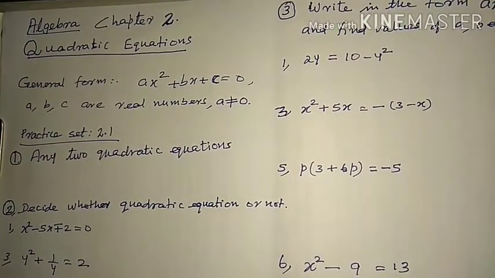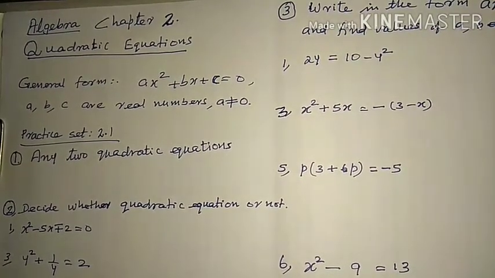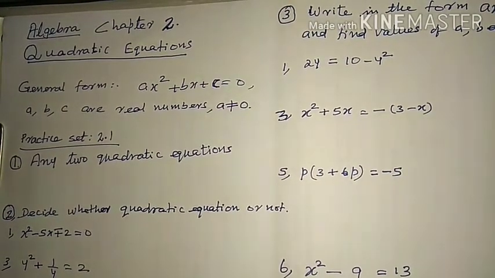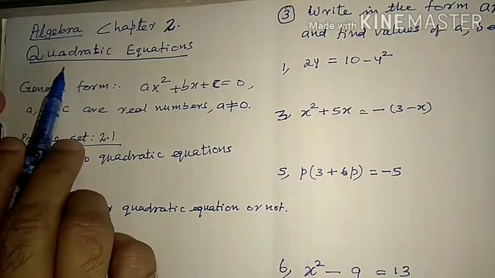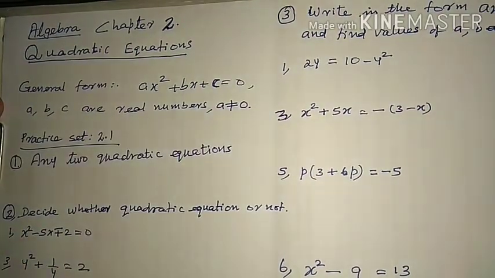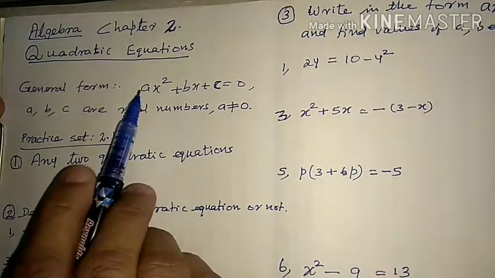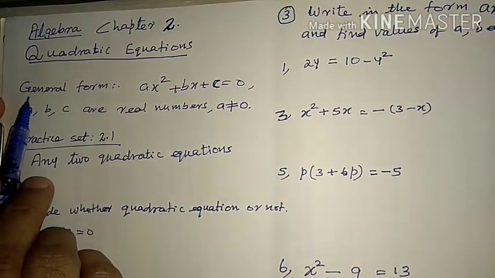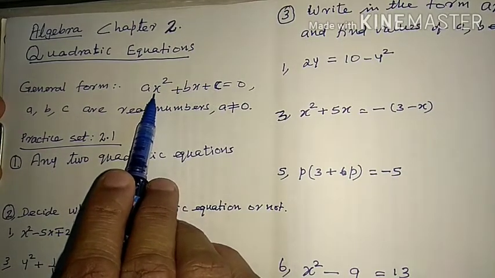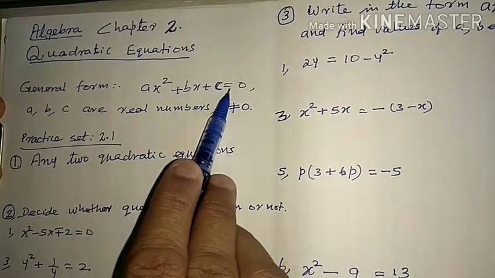Dear students, today we are doing algebra, second chapter. Chapter number 2, quadratic equations. Quadratic means degree 2. Quadratic equation means equations of degree 2. Degree means power. The general form of any quadratic equation is ax square plus bx plus c equal to 0.